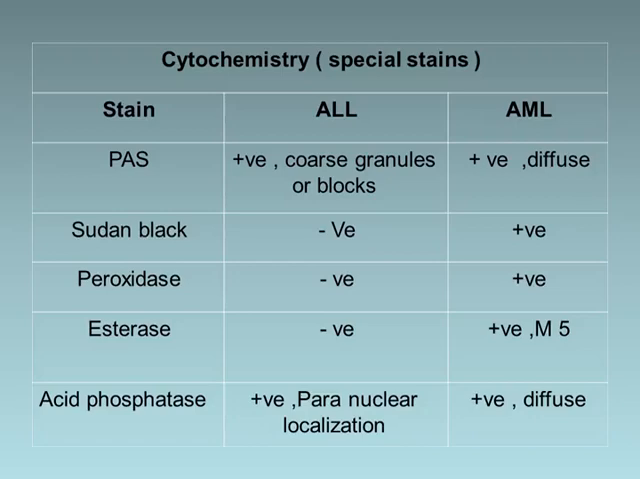The difference is that in PAS stain, the ALL will show coarse granules or blocks, while in the AML, it is also positive but diffuse. In the acid phosphatase, it is positive for ALL with paranuclear localization, while it is diffuse also in AML.